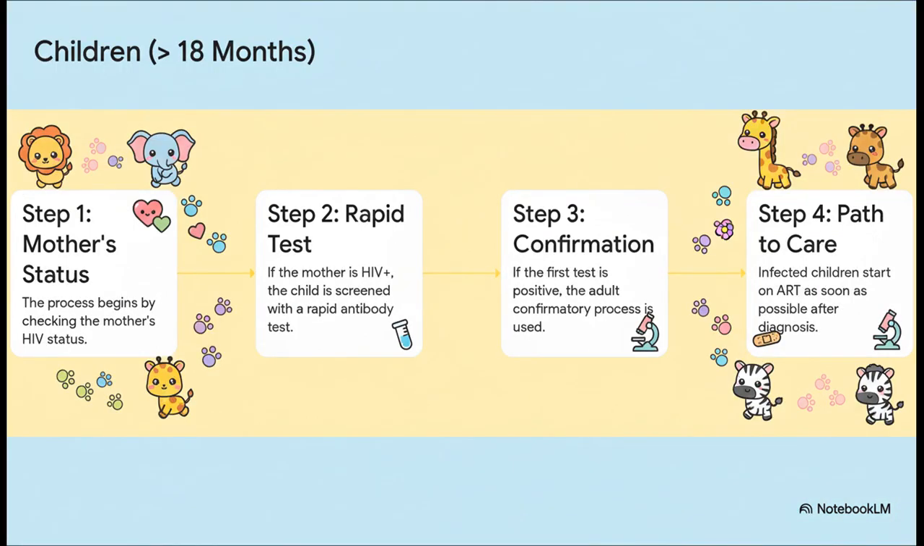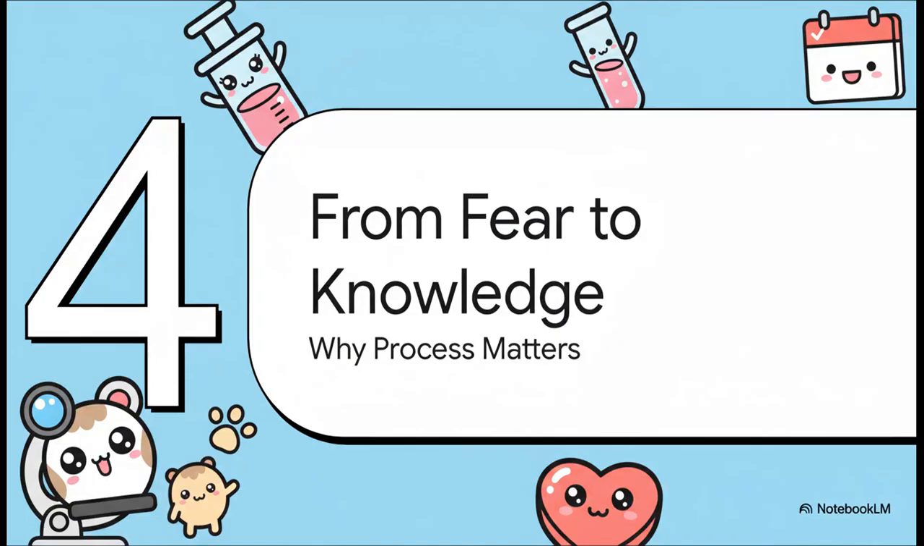Okay, so what about after 18 months? By then, the mother's antibodies have naturally faded away. So at this point, the testing process can safely switch back to the same one we use for adults. It starts with a rapid antibody test and follows all the same steps to confirm the result. Look, all these algorithms and protocols can sound a bit dry and medical. I get it. But the impact they have on people's lives is just massive. And to really understand why this matters so much, we have to take a look at what testing used to be like before we had these clear, private systems in place.